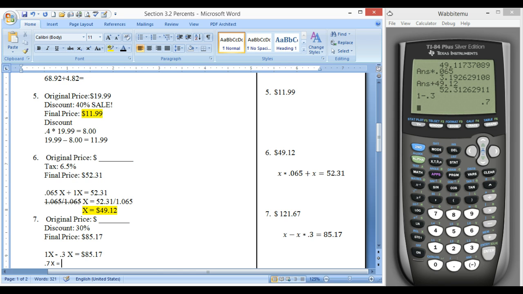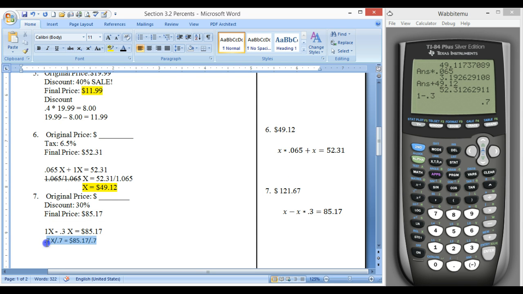0.7x equals 85.17, and I need to get rid of that 0.7. So I need to divide both sides by 0.7, and over on this side it will cancel. I'm going to go ahead and copy this so that just like before we can show all of the steps. But now these have canceled out and I get x equals 85.17 divided by 0.7. So let's come over here, $85.17 divided by 0.7 gives me 121.